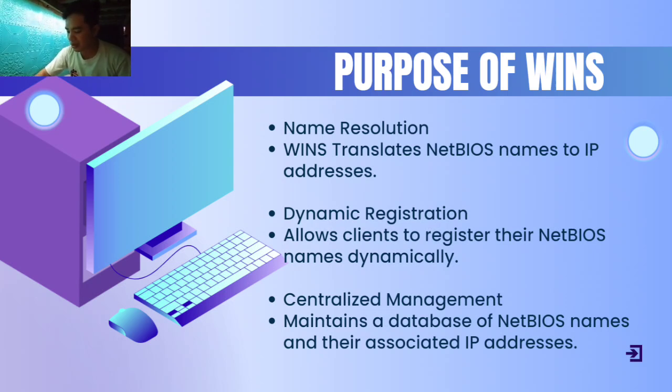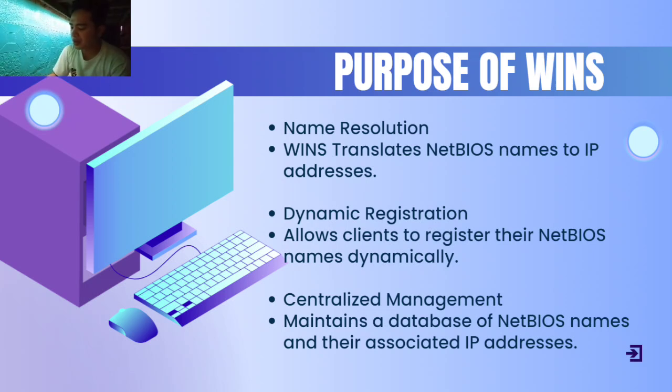When a machine starts, it broadcasts a NetBIOS name registration request on the network. If the WINS server is configured, the machine will send the name directly to the WINS server, which then checks if the name is already in use. If the name is unique, the WINS server registers the name and associates it with the machine's IP address. If it's a duplicate, the server returns an error and the machine must select a different name.